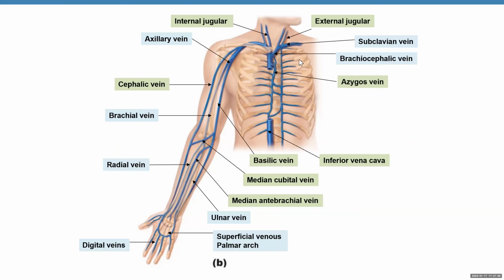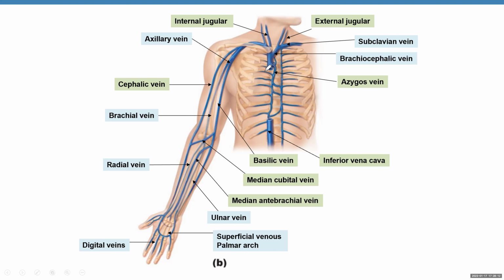Returning back from the hand, we have digital veins, the superficial venous palmar arch. And here, again, you have a lot of superficial veins. So we're going to start with deep veins first. Radial vein, ulnar vein, brachial, then it becomes axillary, subclavian, and brachiocephalic, and superior vena cava.